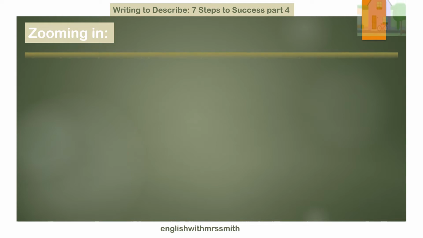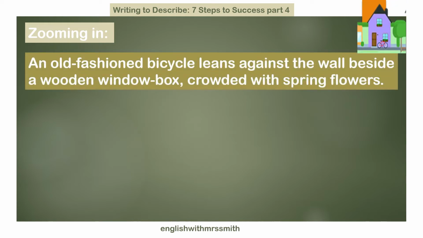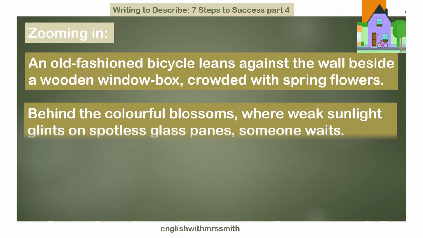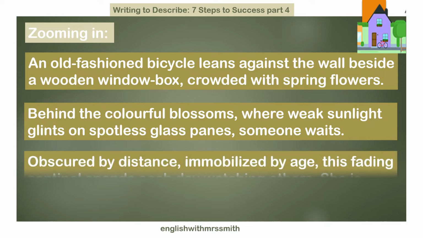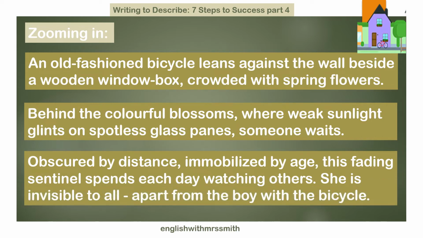Okay, we've identified an individual house. Can we zoom in further? Let's see. An old-fashioned bicycle leans against the wall beside a wooden window box, crowded with spring flowers. Behind the colourful blossoms, where weak sunlight glints on spotless glass panes, someone waits. Obscured by distance, immobilised by age, this fading sentinel spends each day watching others. She is invisible to all, apart from the boy with the bicycle.